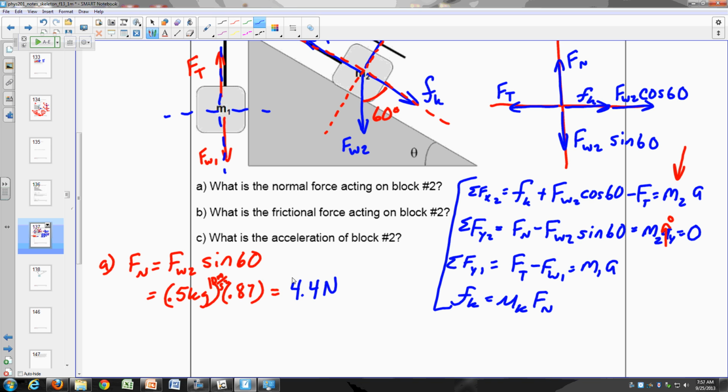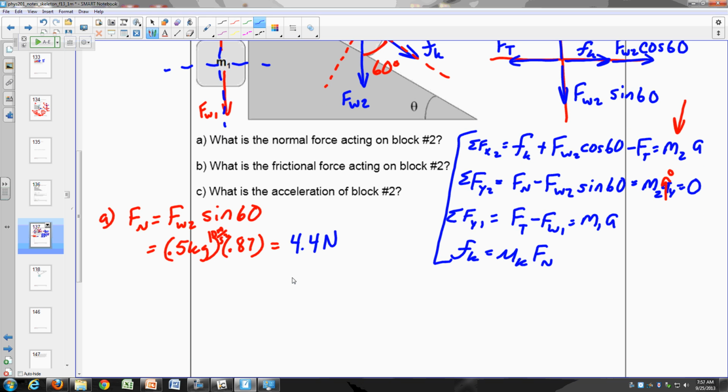I'm going to leave it at 4.4. It depends how you round. You can get different numbers. All right. So that's part A.